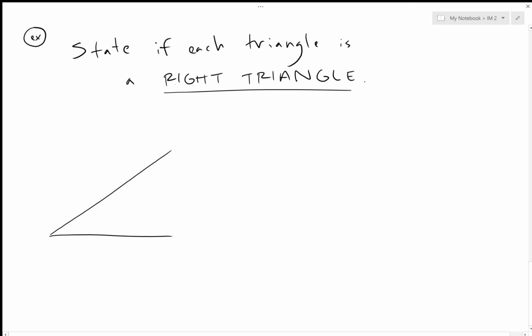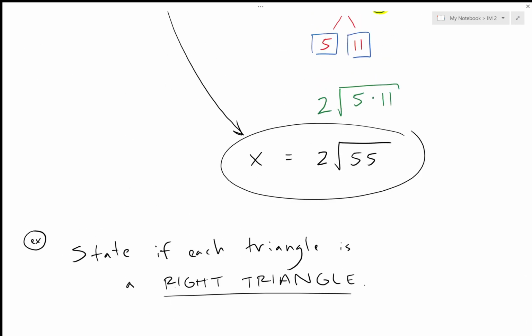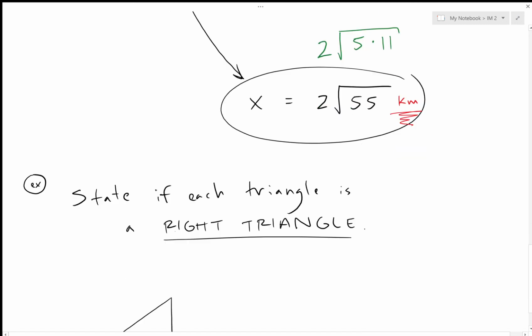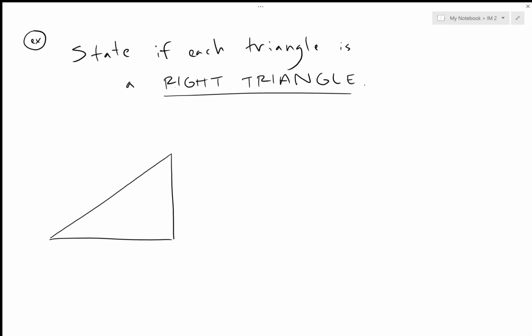All right, so we've got a triangle here. Now it looks like a right triangle, but we don't know if it is yet. So I can't make that little mark there in the corner saying that it's a right triangle. They're going to give us some information. Oh my goodness, I need to go back real quick. What did I forget on this one? Kilometers. Don't forget your units. Sorry. All right. Anyways, so we're back to this one.